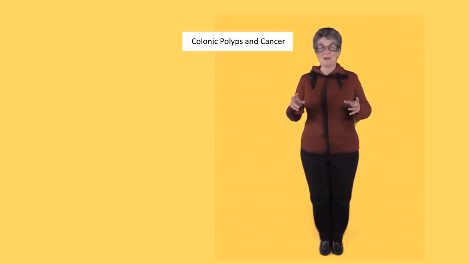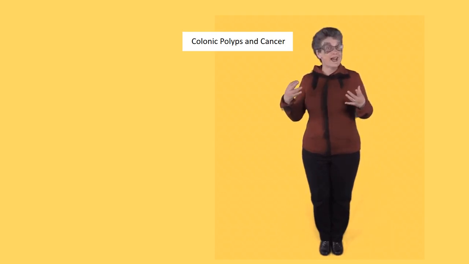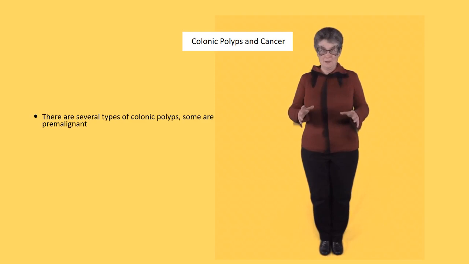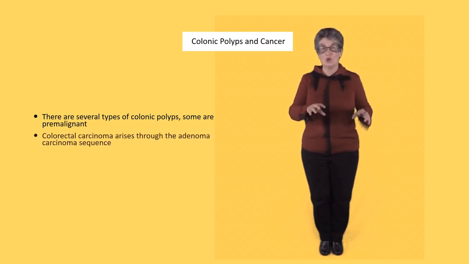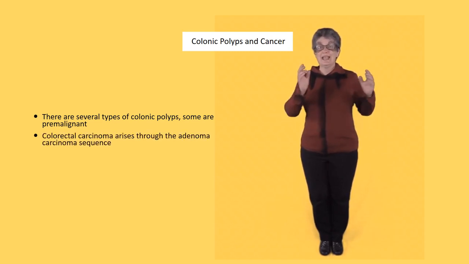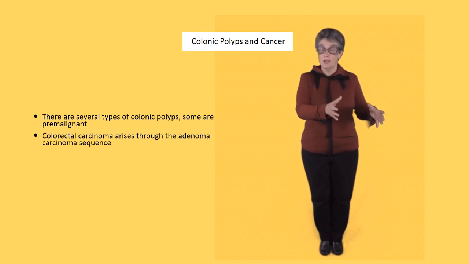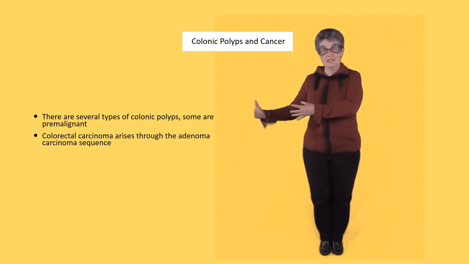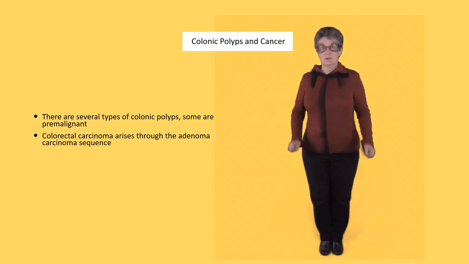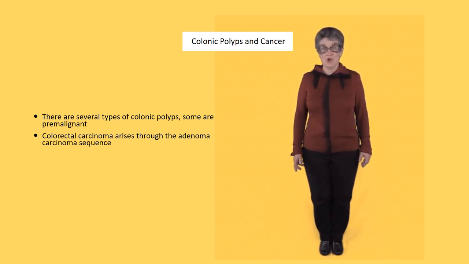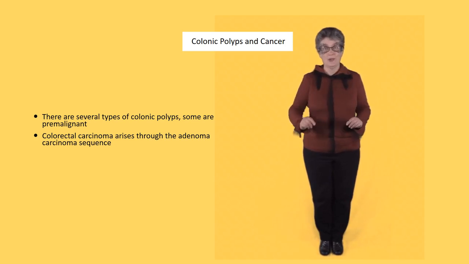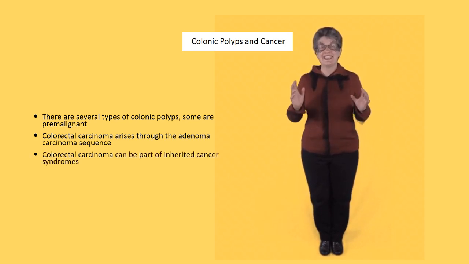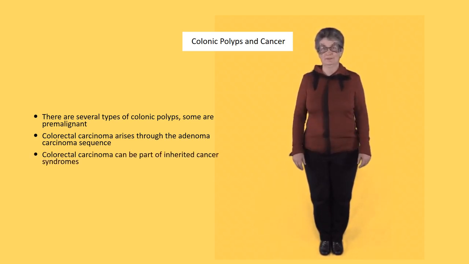Let's first think about colonic polyps. There are several types of colonic polyps. Some are premalignant and some aren't. Colon cancer arises through the adenocarcinoma sequence. It begins with a polyp, the colonic adenoma, and ends in carcinoma. Colorectal carcinoma can also be part of inherited cancer syndromes.